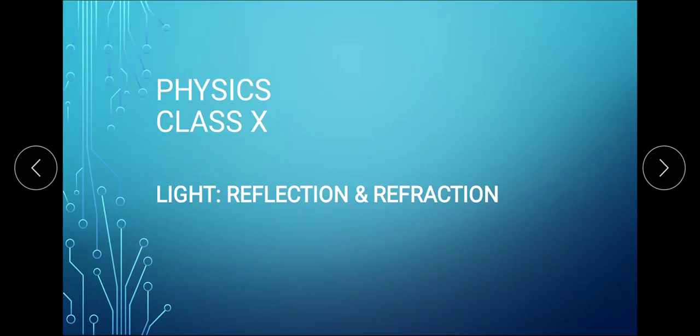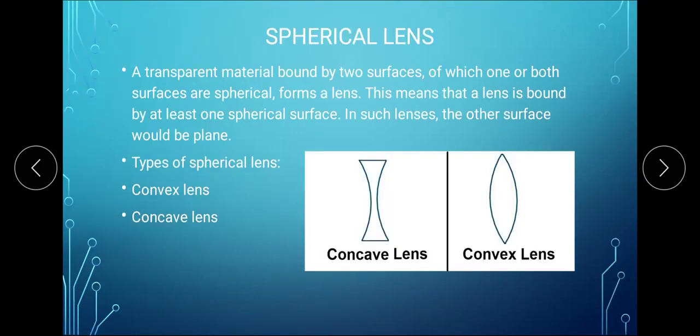Hello students, we'll continue with the chapter light and today we will discuss the topic of spherical lens. Students, a spherical lens is a transparent material bound by two surfaces of which one or both surfaces are spherical. This means that a lens is bounded by at least one spherical surface. In such lenses, the other surface would be plane.